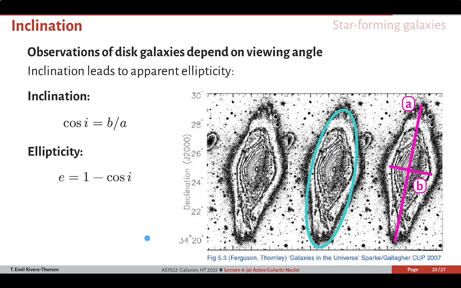On the other hand, if the inclination angle is 90 degrees, then the cosine of the inclination angle is 0, and that means that the ellipticity is 1. So that means basically that the ratio of b over a is 0. So that makes sense. We see just a line this way when we see it perfectly edge on.